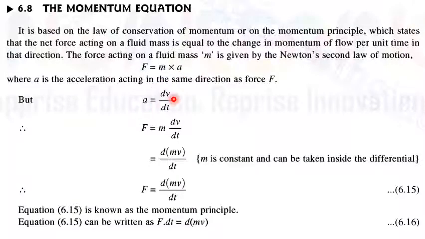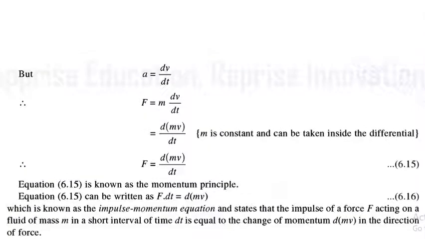Acceleration is the change in velocity with respect to time. So a is equal to dv by dt. That is, F is equal to m dv by dt. So this can also be written as d by dt of mv, that is, derivative of mv with respect to time. This equation is known as the momentum principle. It can also be written as F into dt, which is equal to the derivative of mv. This equation is also known as the impulse momentum equation.